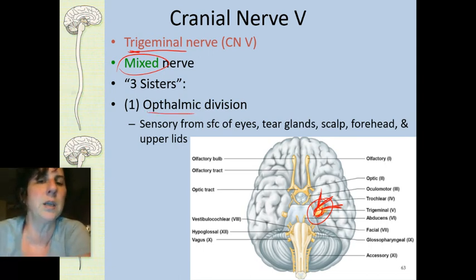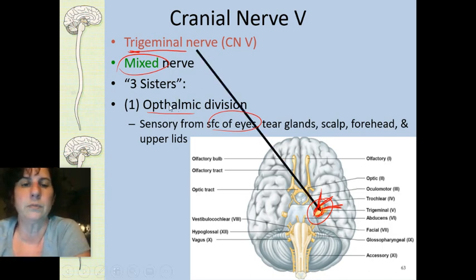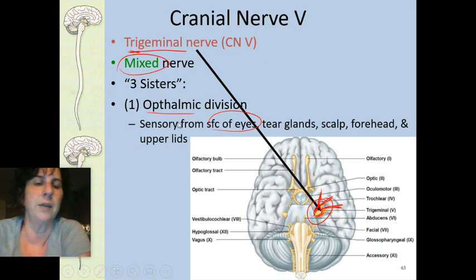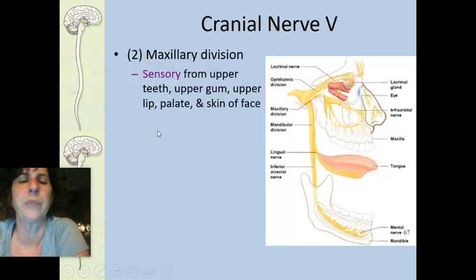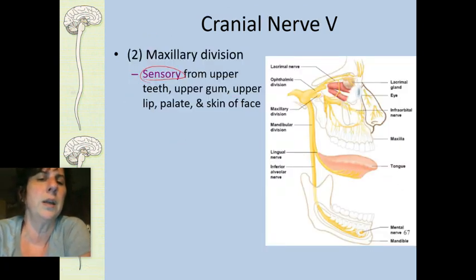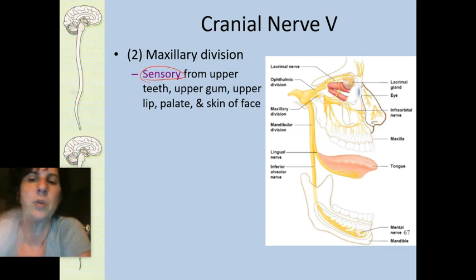The first one is the ophthalmic. So this is going to your eyes. That's that upper one. Okay, surface of the eyes, tear glands, scalp, forehead. It's coming all into that region in there. Your second one, and sorry, I should have color coded that, that's sensory. That's the sensory portion. Your second one is also sensory. That's going to that maxilla. So that's this portion right in here. Okay, so your upper portion, including your teeth area, mouth area. Upper teeth, upper gum, lip, palate, skin of the face. So it's feeding all in here.